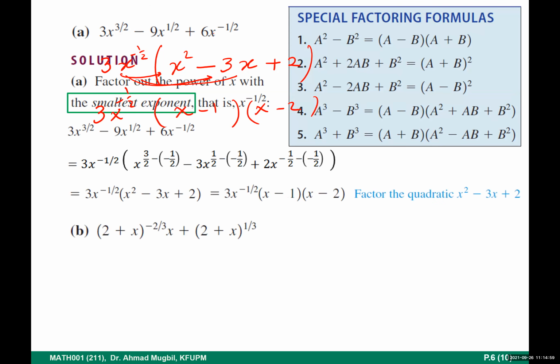Now, what about this one? Can you factor? How many terms do we have here? Mainly 2 terms. This is one term, and this is the other. Is there a common factor? Yes. What is it? 2 plus x to the power 3. You still have the same problem, by the way. Which one is smallest, negative 2 over 3 or a third? Negative 2 over 3 is the smallest. So we will factor it out.